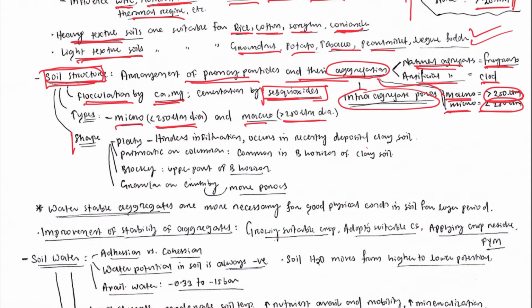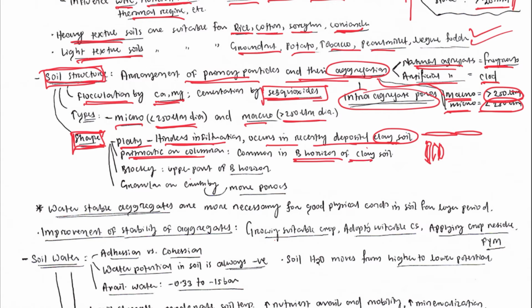Now, soil structure is of four different types. Basically, platy is more horizontal in nature and it hinders infiltration. It occurs in recently deposited clay soil. Okay, prismatic or columnar, suppose platy is like this, and prismatic or columnar is like this type of structure. It is mainly found in the B horizon of clay soil.